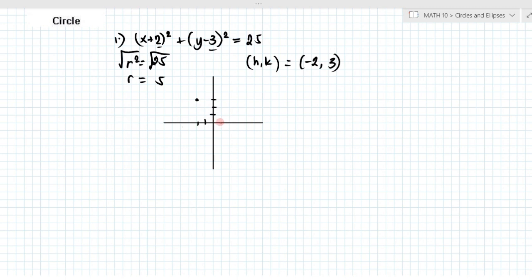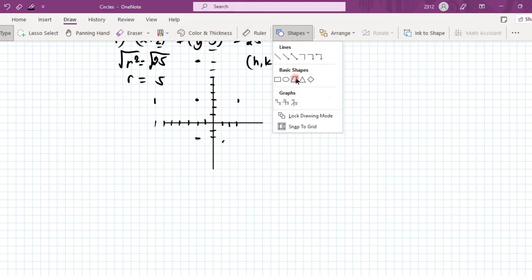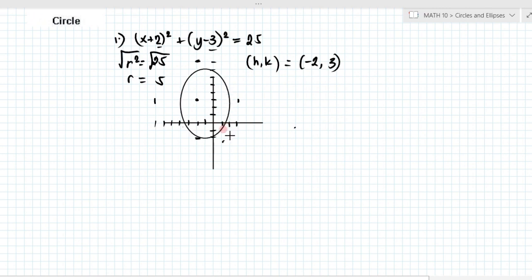Counting 1, 2, 3, 4, 5 in each direction: right, left, up, and last down. Then we can connect those points to finally graph our circle.